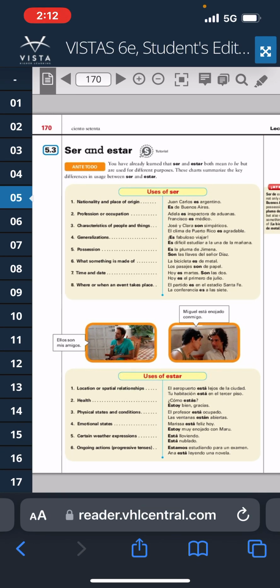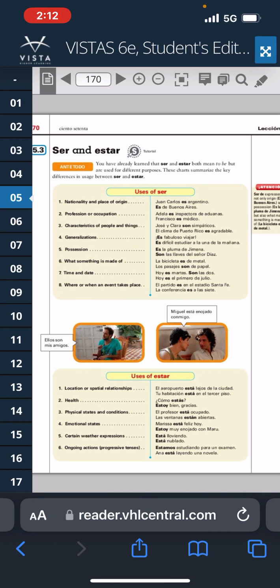5.3 Ser and estar. You already learned that ser and estar both mean to be, but are used for different purposes. These charts summarize the key differences in usage between ser and estar.